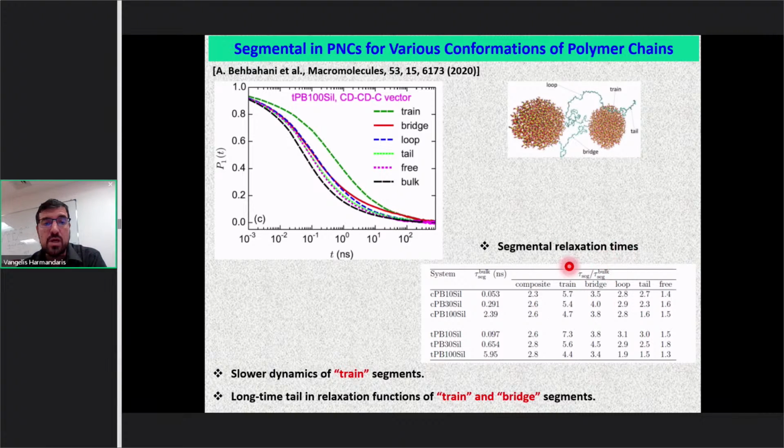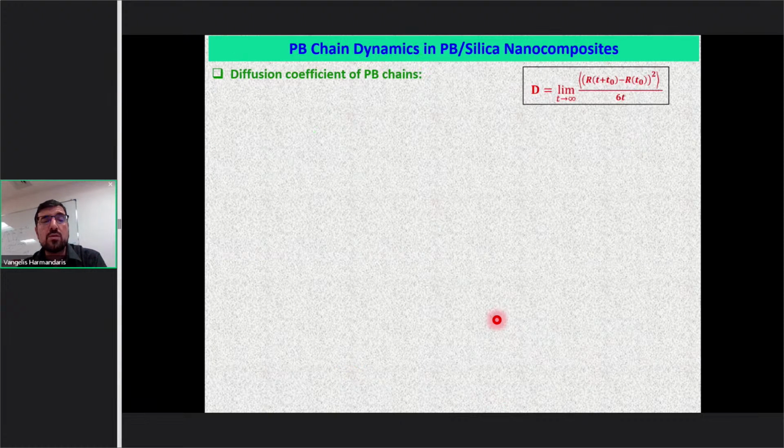For example, here again you see the ratio of relaxation times for these systems over bulk relaxation times for different conformations. So again, this is a property that I would say is impossible to get from experimental techniques. And not only that, but again, we can compute properties that are more related to the macroscopic level, such as the diffusion coefficient.